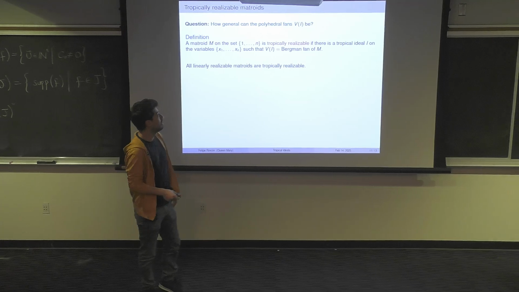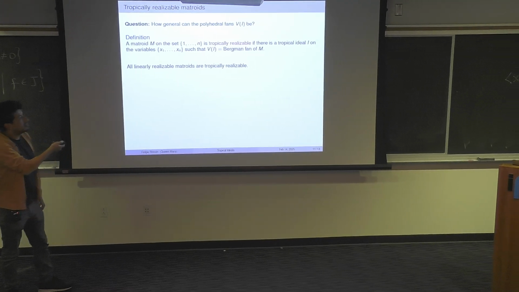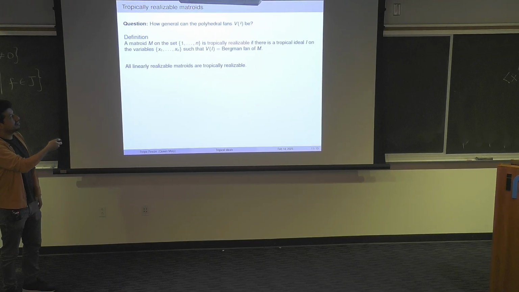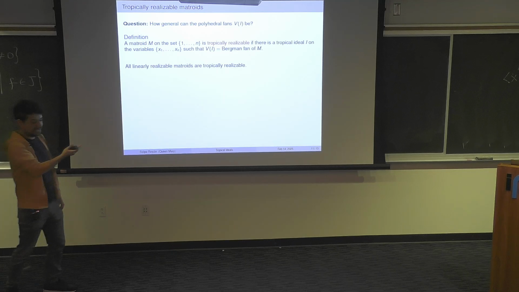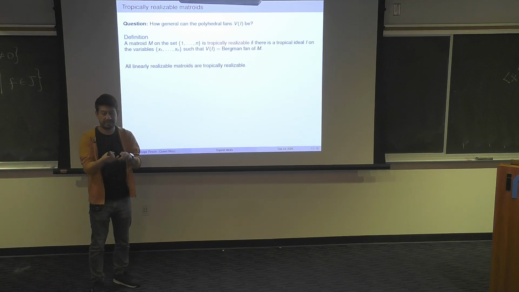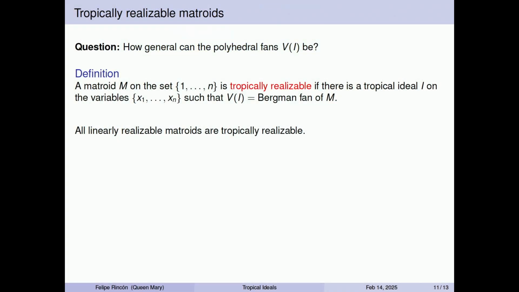Something else, maybe if you guys like matroids, I started wondering how general can the varieties of these tropical ideals be? We know that they are balanced polyhedral complexes. They satisfy the zero tension condition, but can you get any balanced polyhedral complex as the variety of an ideal? Especially because we have non-realizable ideals, maybe there's enough room to capture all balanced polyhedral complexes as varieties. And that naturally leads to the notion of a tropically realizable matroid.